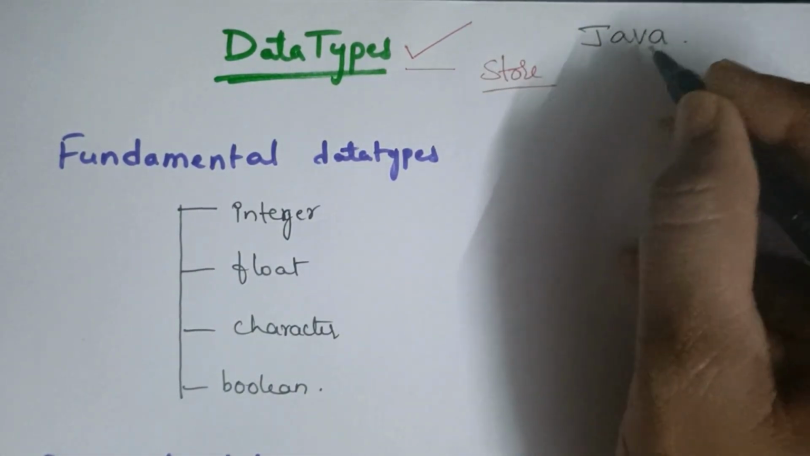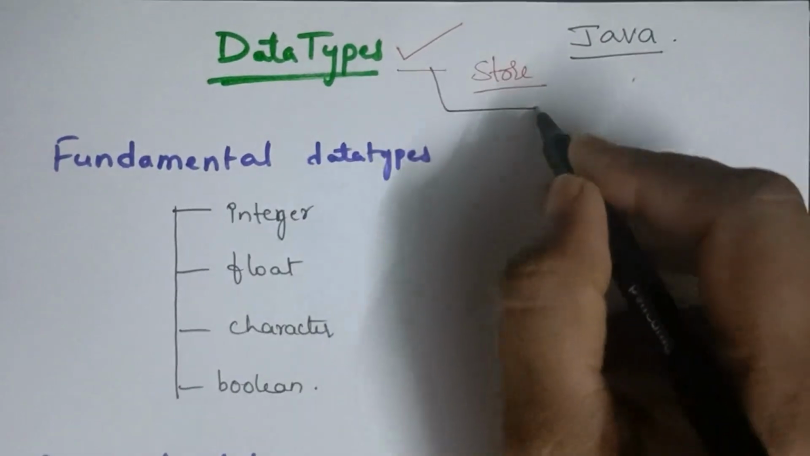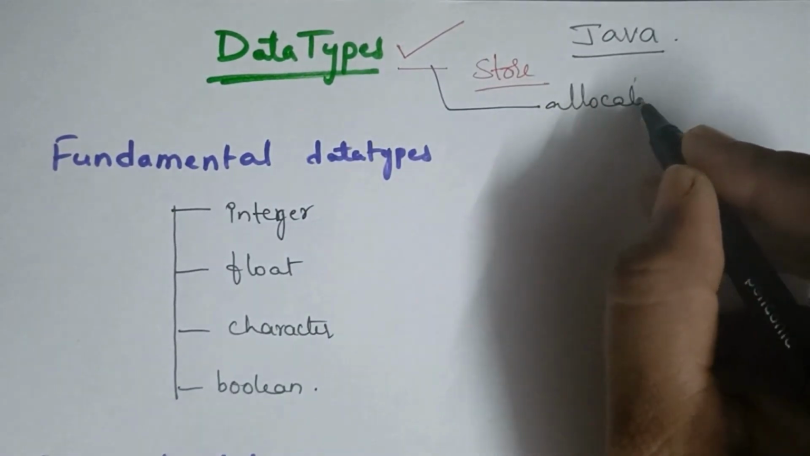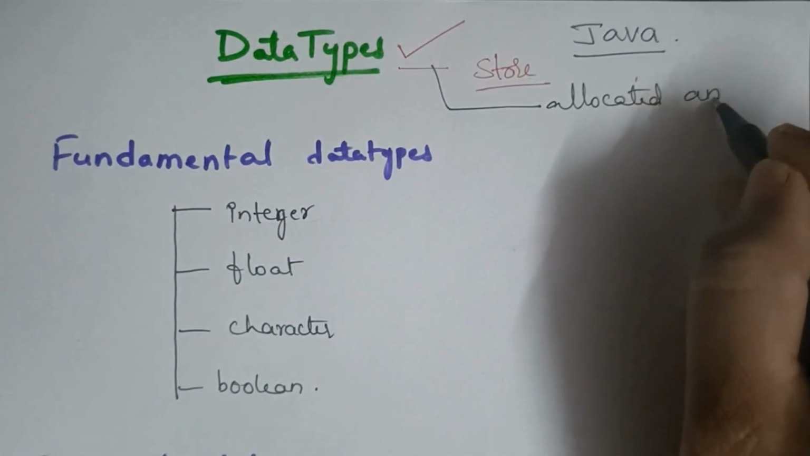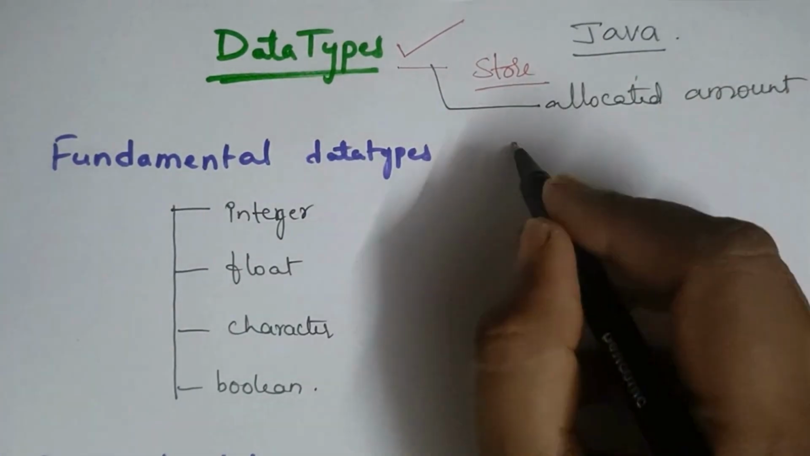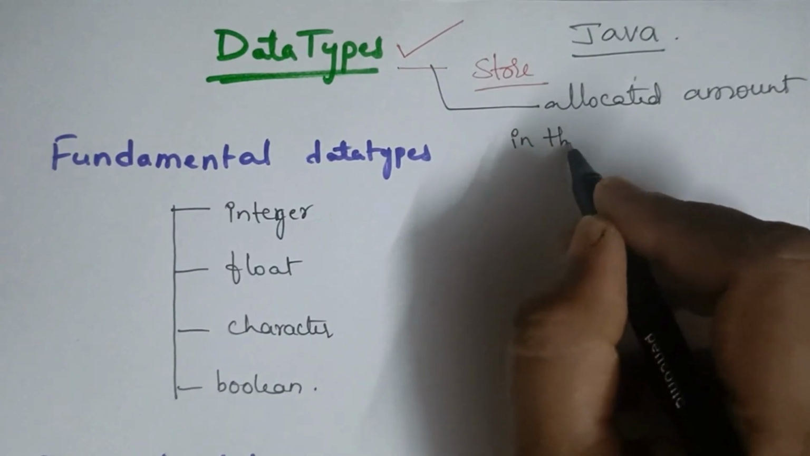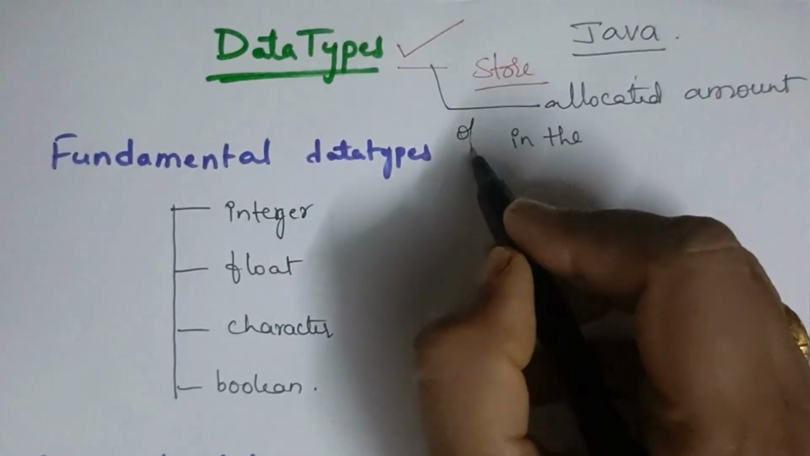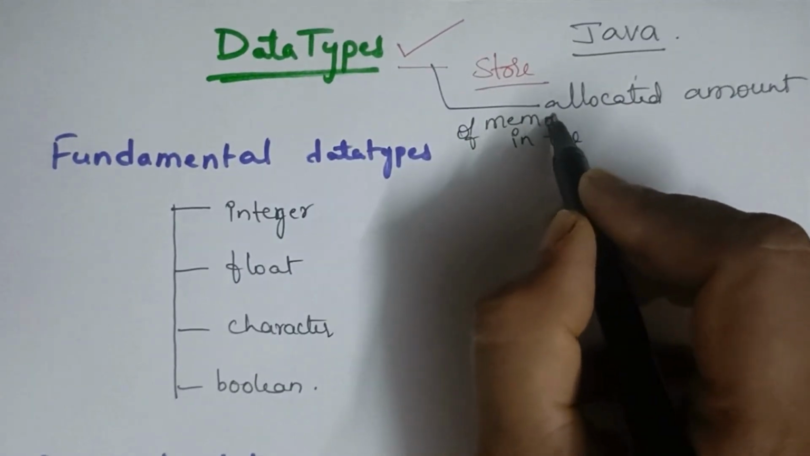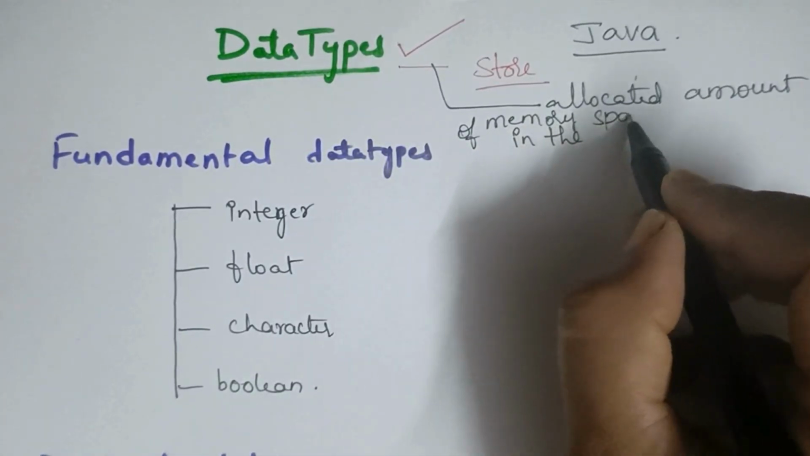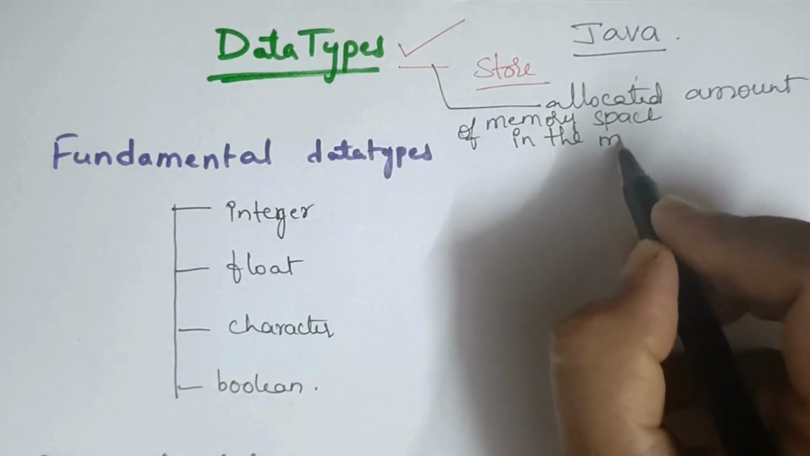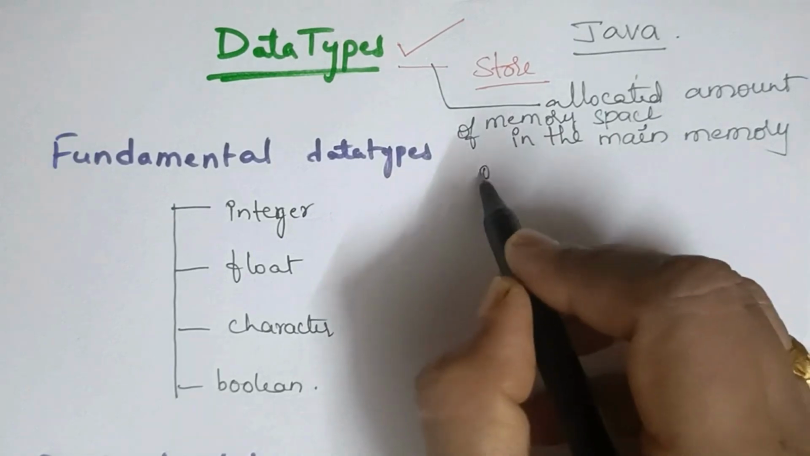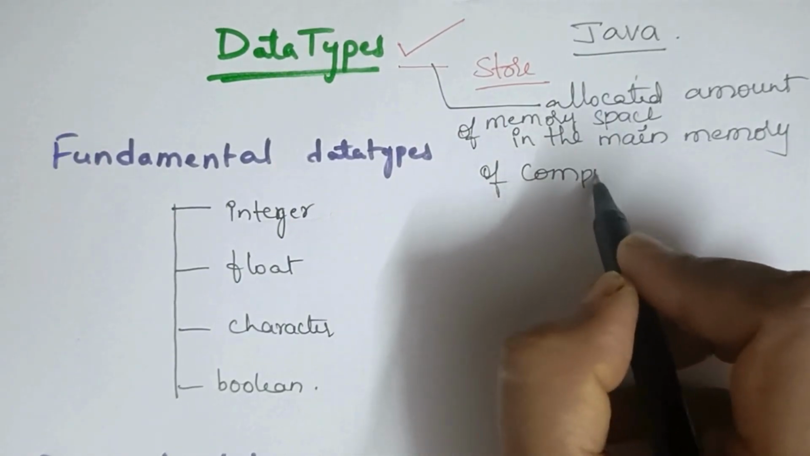Data types are used to allocate a sufficient amount of memory space in the main memory of the computer for the input of the program.